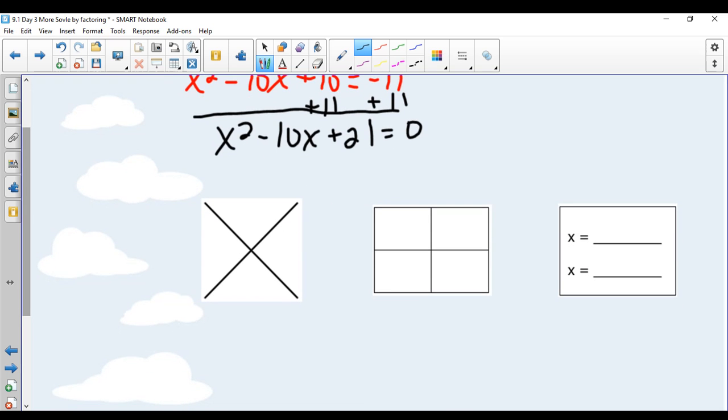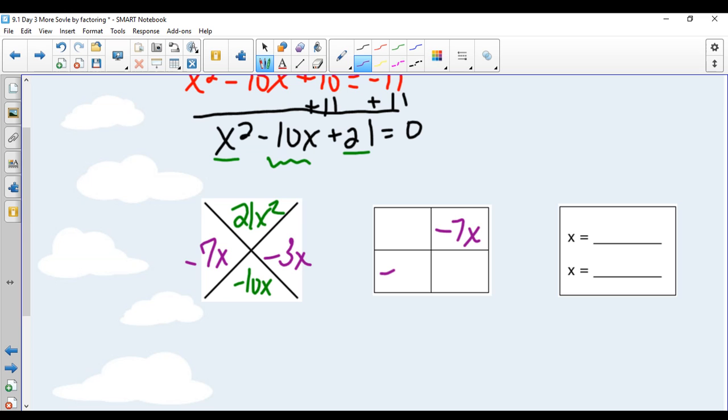So I had to do a little bit of extra work. But now I think I've actually factored this one, or I've been very close. First term times the last term, I've got 21x squared. Middle term is a negative 10x. So 21 is 7 times 3, and they have to both be negative in order to give me a negative 10. And so now I would factor this. I would put my negative 7x and my negative 3x in the diagonal corners of the box.